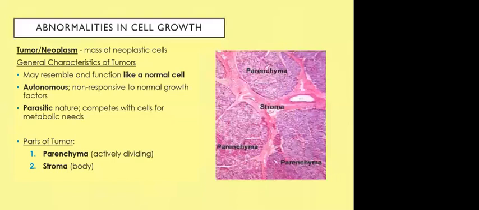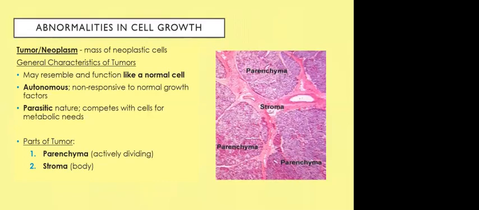Number two, autonomous. It is non-responsive to normal growth factors. And the third one is parasitic. So when we say parasitic, the tumor completely disregards its neighboring cells. It will get nutrition and multiply, while the normal cells will undergo cell death or a necrotic type of death. So we have two different parts of a tumor.